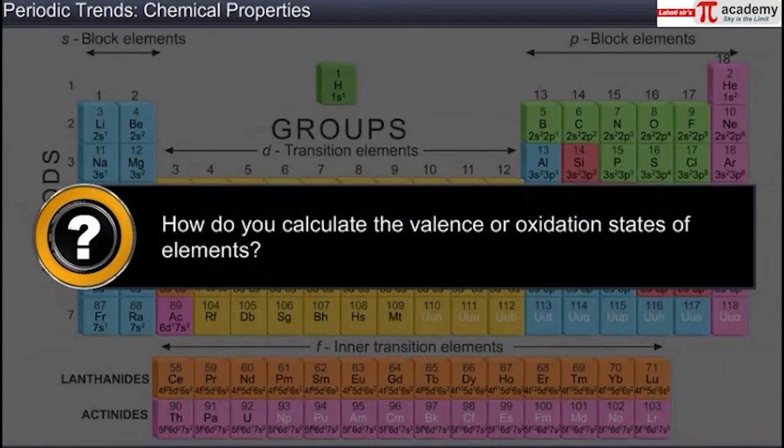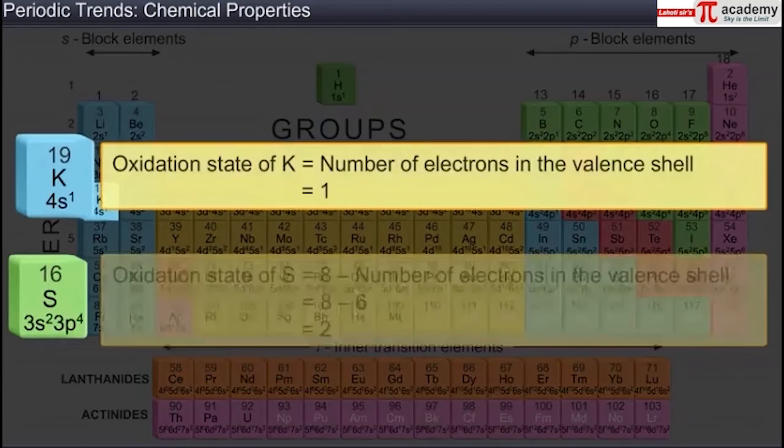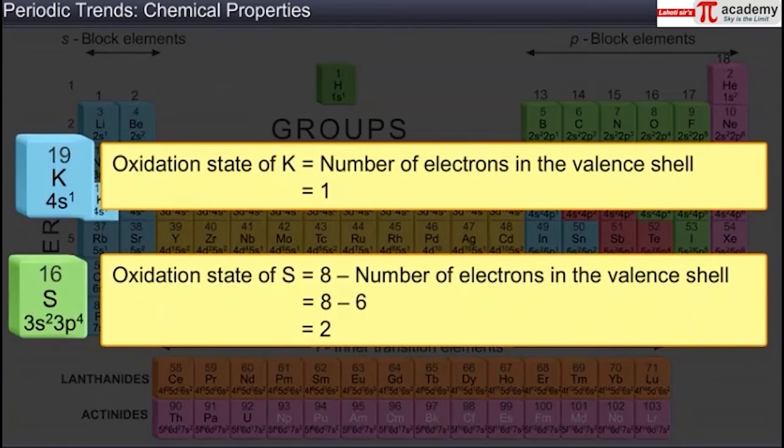How do you calculate the valence or oxidation states of elements? They can be deduced from the outer electronic configurations of elements. For representative elements, it is usually equal to the number of electrons in the outermost shell and/or 8 minus the number of outermost electrons.